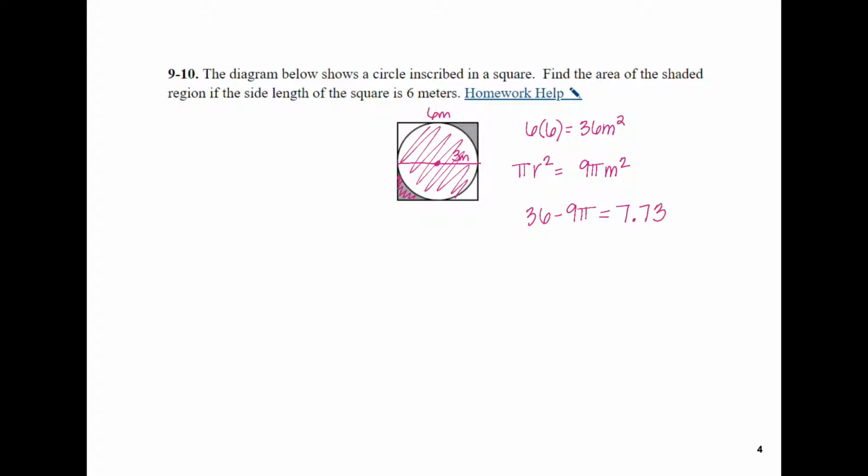left in these outside pieces, but we only want half of that because only half is shaded. So if we divide that by 2, we can say that the area of the shaded region is approximately 3.86 meters squared.